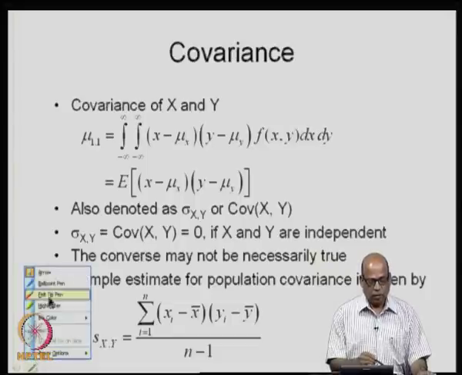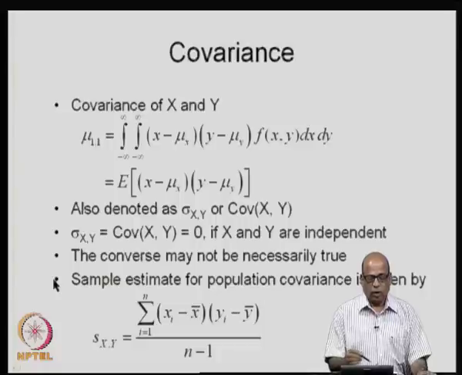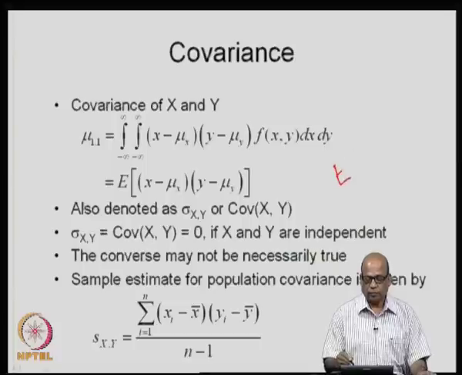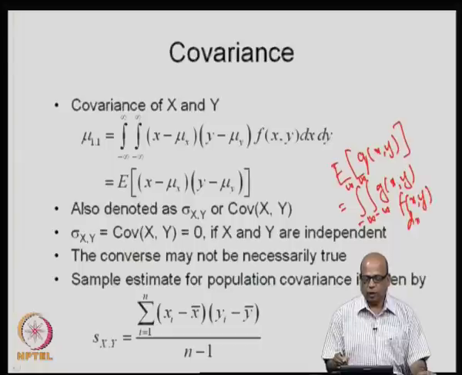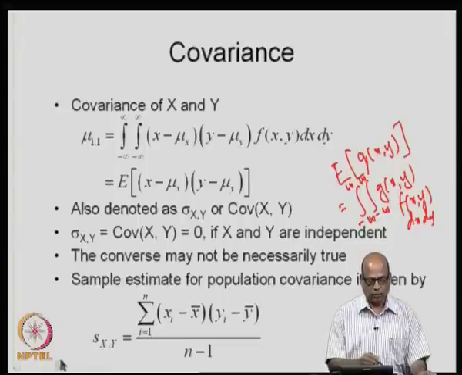Recall, what is your expected value? Expected value of, let us say I write this as g of x comma y in a two dimensional random variable case. This is nothing but the integral from minus infinity to plus infinity of the function g of x comma y times the joint PDF f of x y dx dy. This is how we define the expected value of a function.